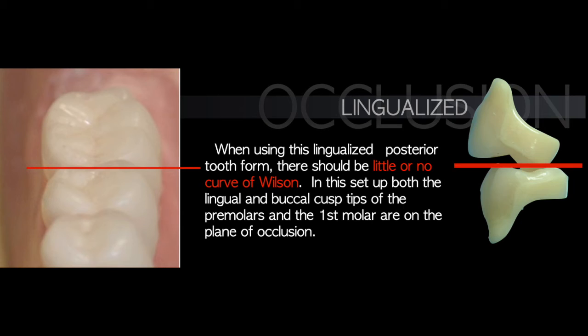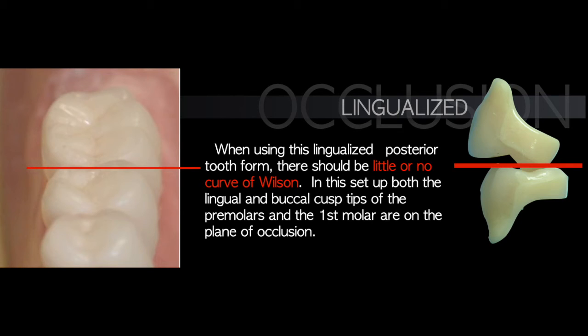When you're setting up lingualized occlusion, the posterior teeth should have little or no curve of Wilson. We discussed two compensating curves: one is the curve of Spee and the other is the curve of Wilson. For lingualized occlusion, you do not provide a curve of Wilson, which is the buccolingual tilt.